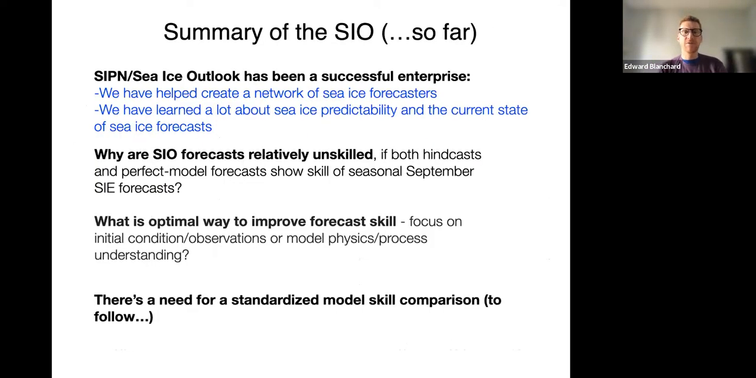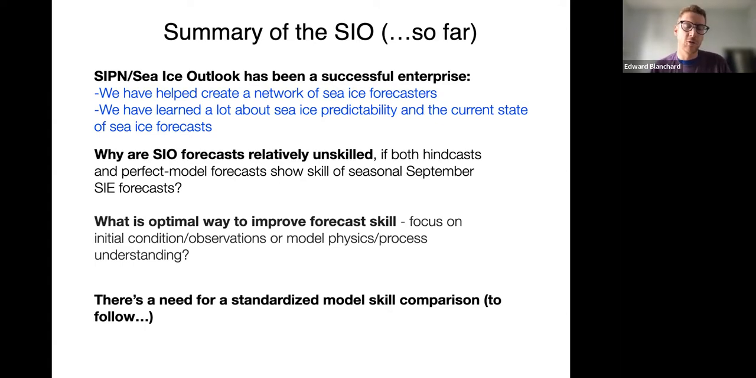Okay, a bit of a summary. I think overall it's undeniable that the sea ice outlook has been successful in creating this network and this international group of sea ice forecasters and modelers, and we've learned a lot about the skill of the current systems. We're finding that the skill is relatively low, or definitely a bit lower than what we expect from either simple benchmarks, but also, and I didn't have time to talk about this, from historical hindcasts or perfect model systems.